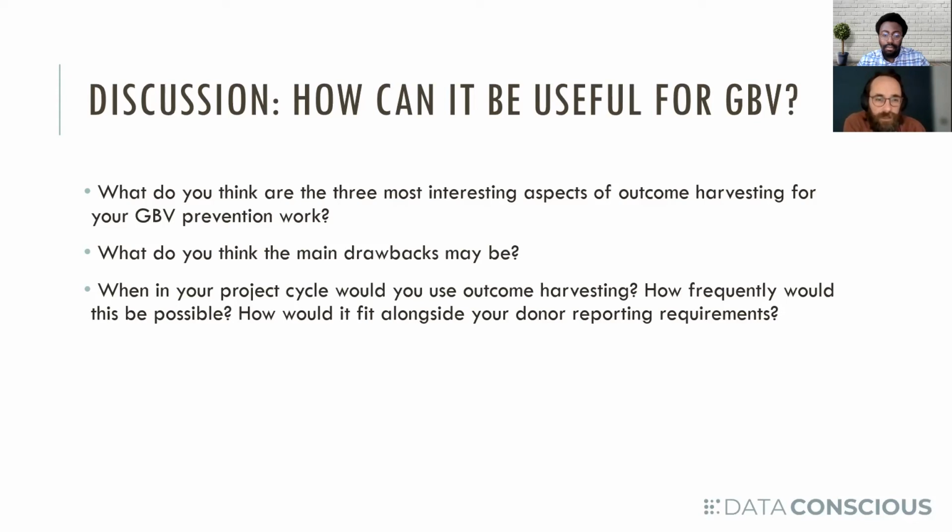But just to get you thinking, there are a couple of things that you might want to think about. One is what you think are the most interesting aspects of outcome harvesting as I've described it so far for your work. So what stands out as being potentially useful for you? But then also, what areas do you think are going to be the major challenges to applying it to your work? And then lastly, when do you think you would do it? How frequently do you think you could do it? If there are M&E specialists here, how does it fit alongside your donor reporting requirements and your other monitoring systems? Do you foresee any problems in terms of integrating it with that other work? So over to you guys.